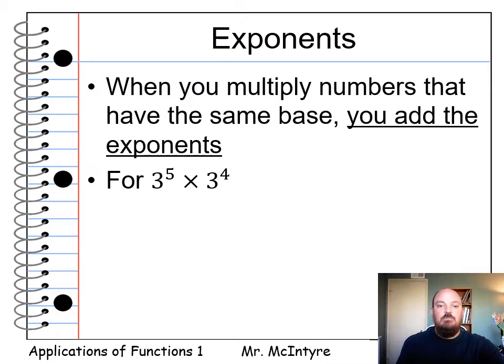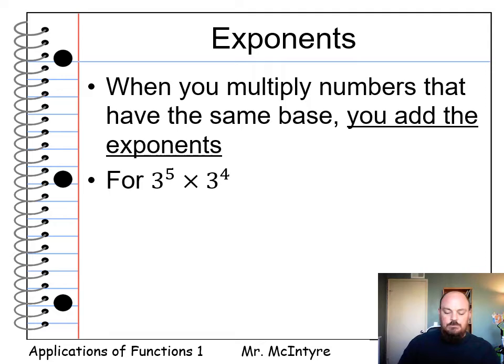So let's look at this problem right here. 3 to the 5th power times 3 to the 4th power. Now the base of each one of these exponentials is 3, and that's what that word means. It's the number that's being raised to a power. So what we have is a multiplication problem. We have two numbers that have exponents, and they have the same base.